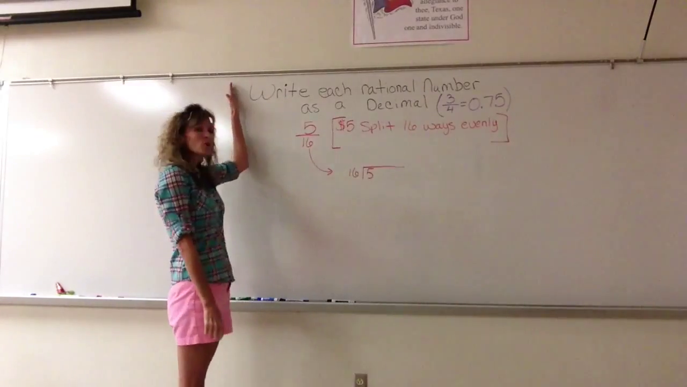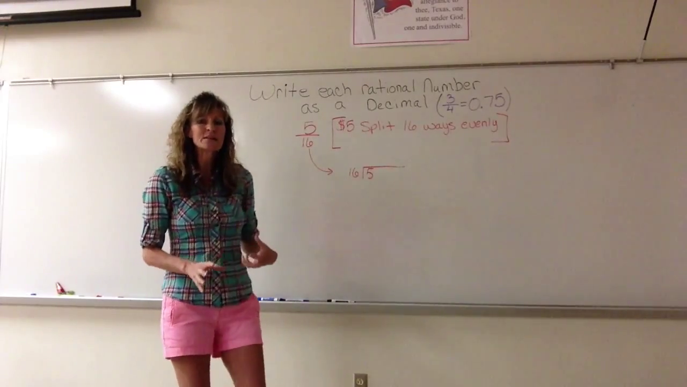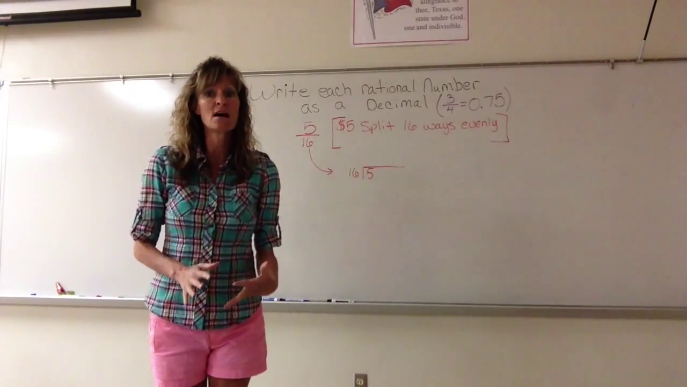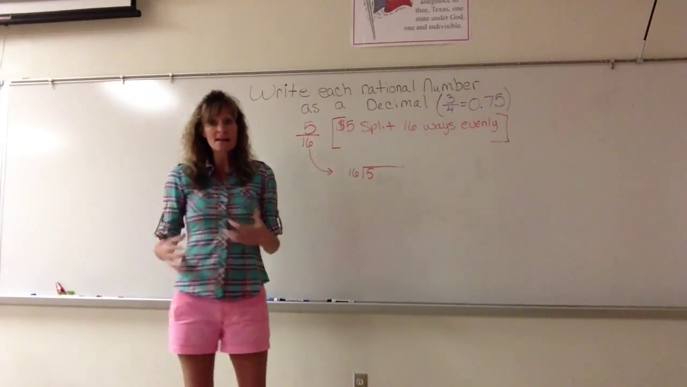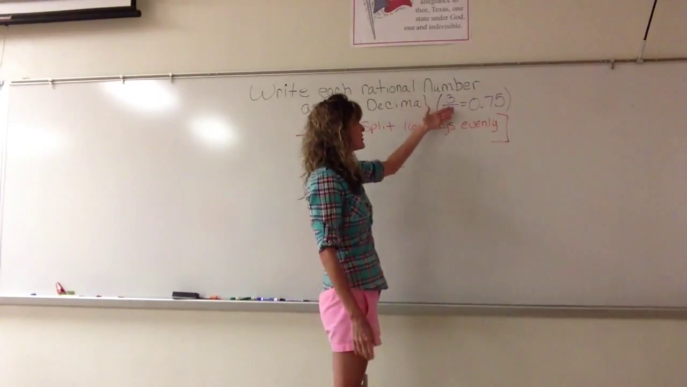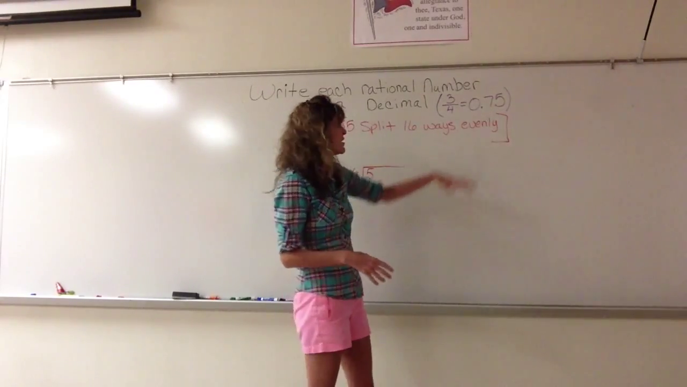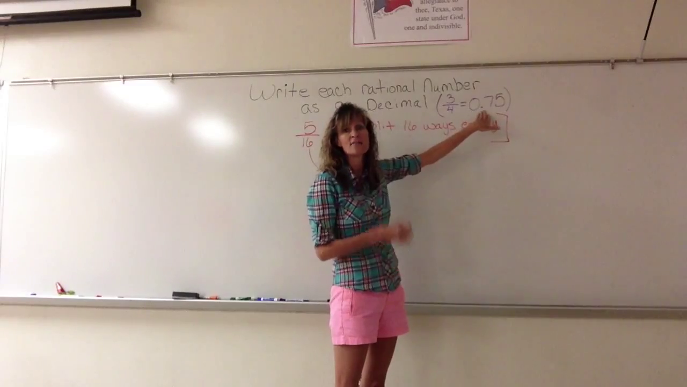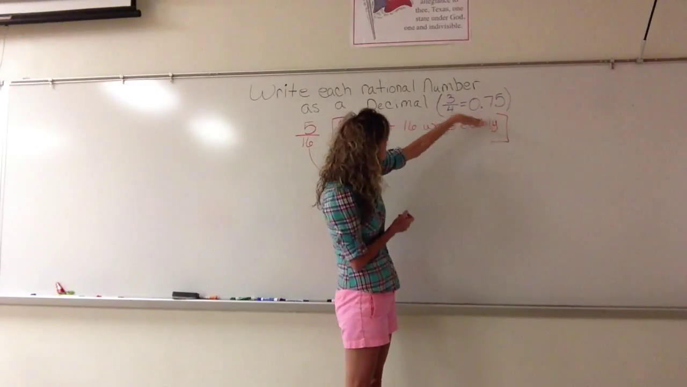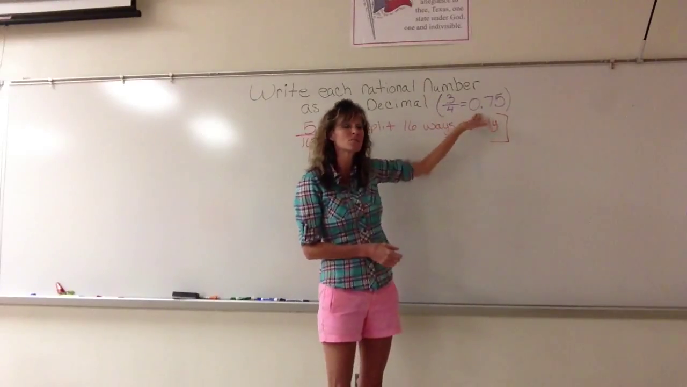Okay. So write each rational number as a decimal, and that's really important because most of the time we use the decimal system over the fraction system. So for example, when we say 3/4 of a dollar, when we write that down, we usually write it as 75 cents. So here you can see that we usually use money in decimal form.